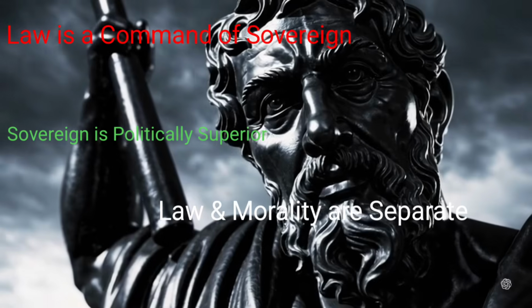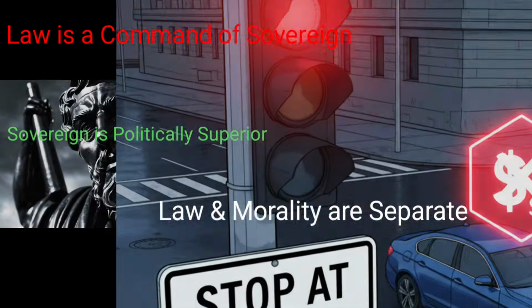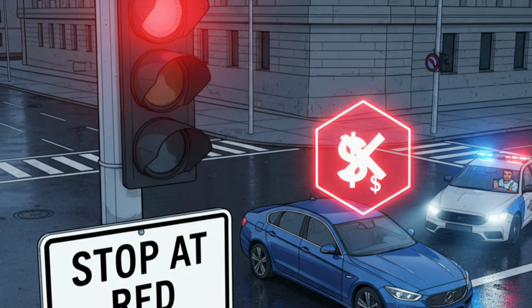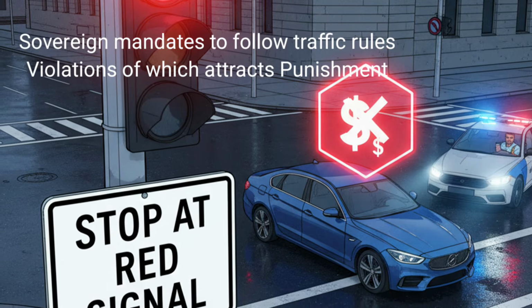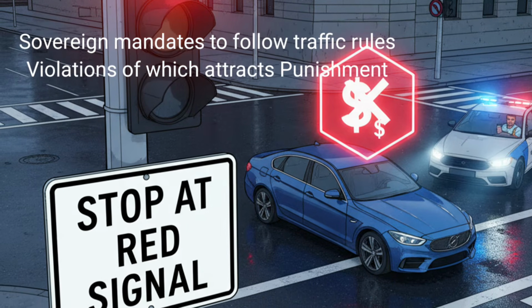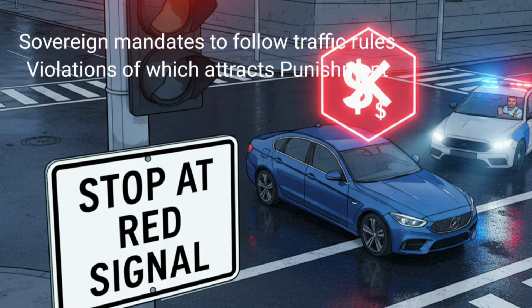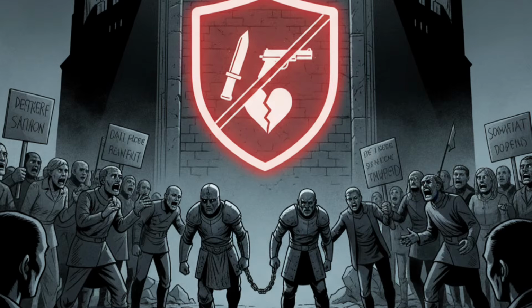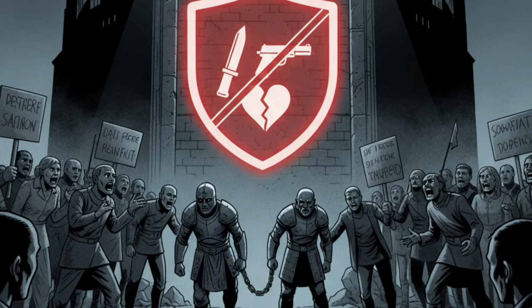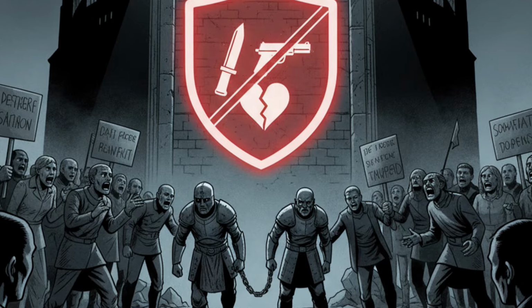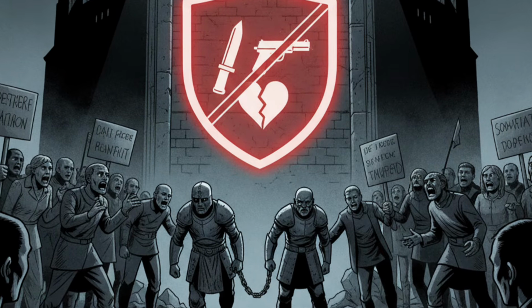Now let us go through some examples of law as a command of the sovereign. In traffic laws, stop at a red signal. This is a command by the state. If disobeyed, a penalty or sanction follows. In criminal laws, theft, murder or assault are punishable because the sovereign prohibits them. Even if society disagrees, the rule remains as long as the sovereign enforces it.